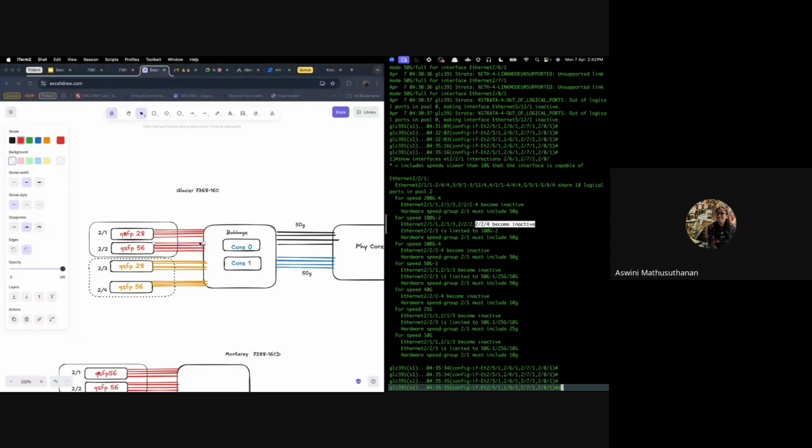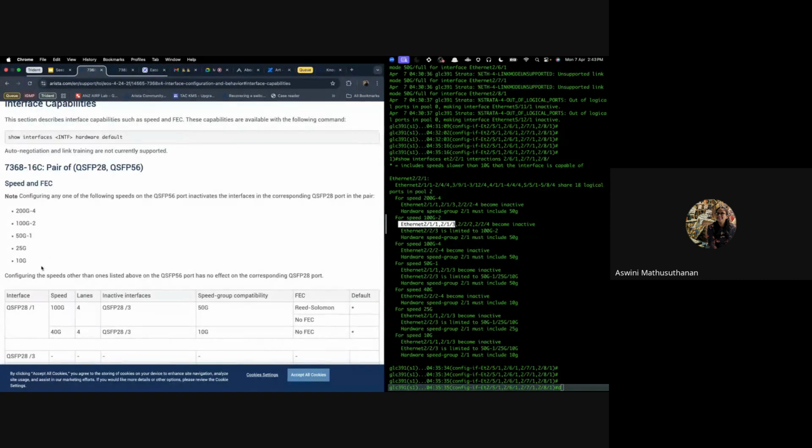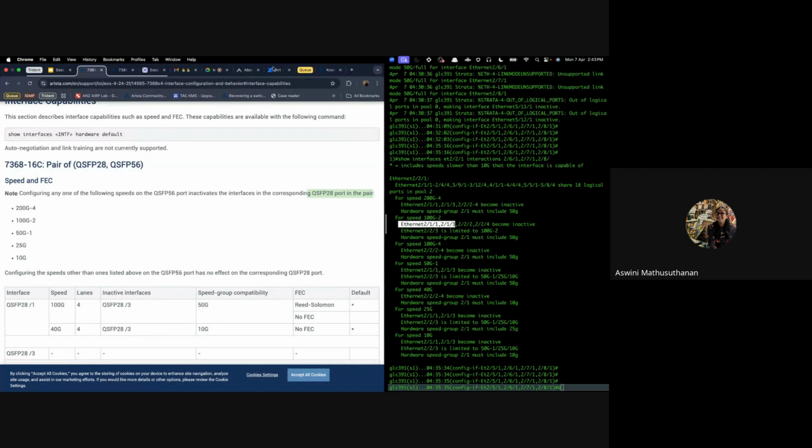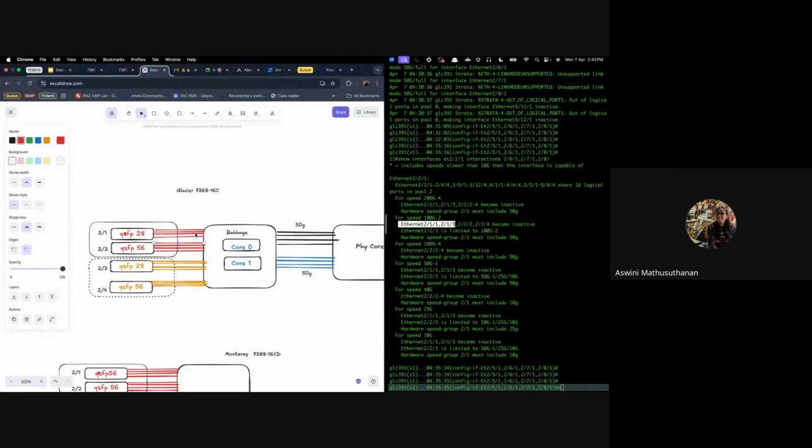So when at least one of these even QSFP56 interfaces is up, then the entire corresponding odd interface will go offline. That is what is mentioned here. It's also mentioned in the TOI for below speeds. We are now seeing 100 gig too. For below speeds, if we configure a QSFP56 port, it inactivates the corresponding QSFP28 port in the pair, which happens in this case as well.